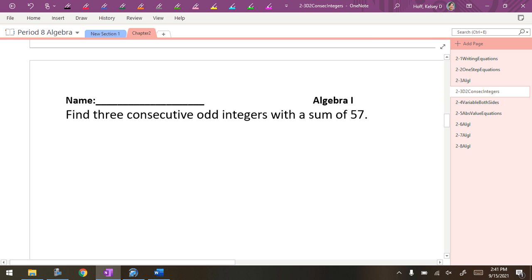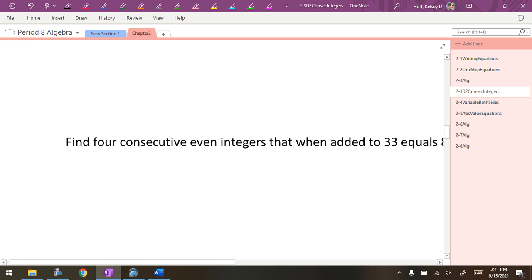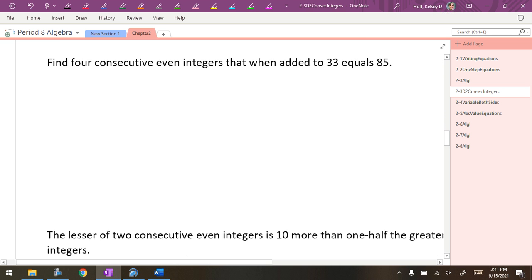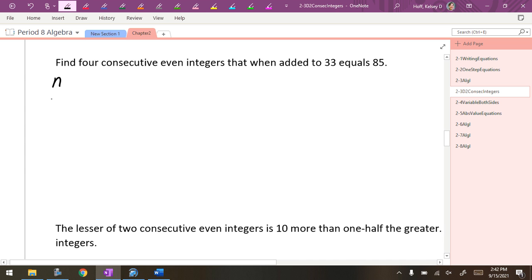Well, let's not do that one. Let's go to the next one. Find 4 consecutive even integers that when added to 33 equals 85. Got a whole new ball game here. First 2 questions always. How many? And what kind? 4. What kind? Even. First one I start with n. N plus 2. N plus 4. N plus 6.